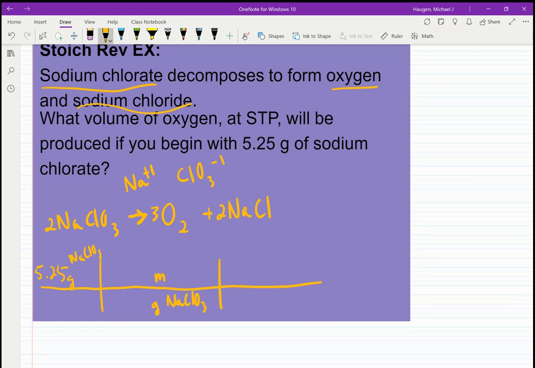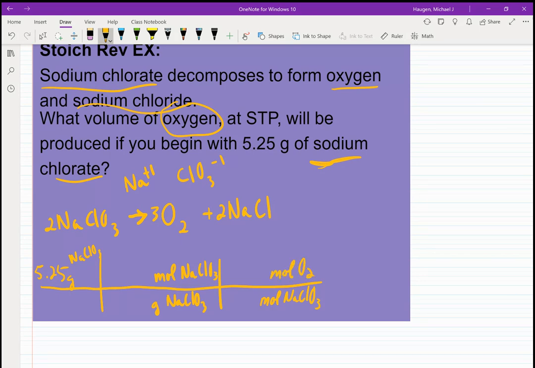And then we know we always go to moles in this spot right here. So moles of sodium chlorate. Well, in this problem, it's asking about the volume of oxygen. I started with sodium chlorate. It's asking about oxygen, so I know that I have to go into oxygen. The only way to do that is with a mole-to-mole ratio. So moles of sodium chlorate on the bottom, and then I can go to moles of oxygen on the top.